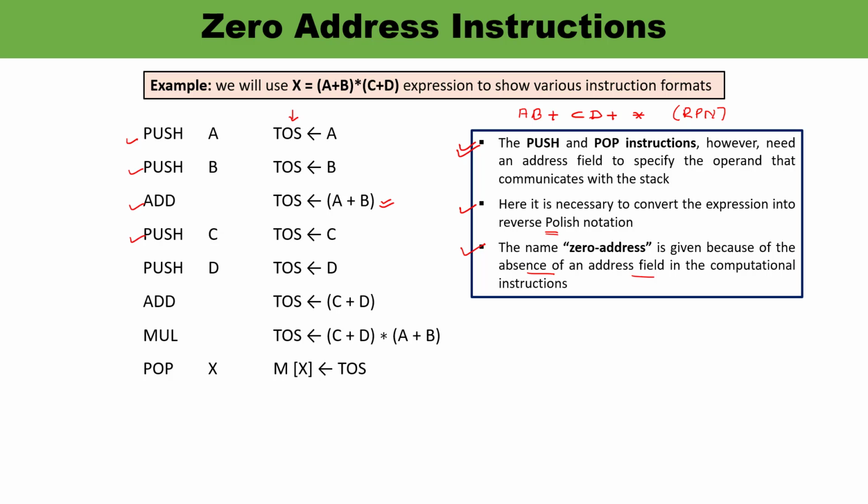Now again push C means copying C at the top of the stack, then push D, copying D at the top of the stack. Again add C plus D. See, this step is being performed, this step is being performed, and what is next? There is a multiplication. Now at the top of the stack, the multiplication of A plus B into C plus D occurs and the result is available at the top of the stack. And from this top of the stack it is being copied, means popping the content from the top of the stack into this. This is how zero address instructions can be explained.